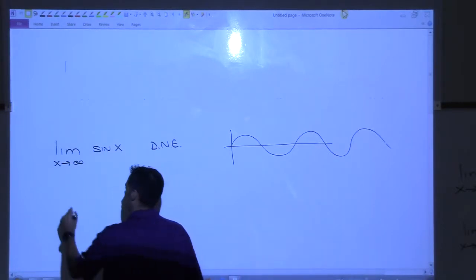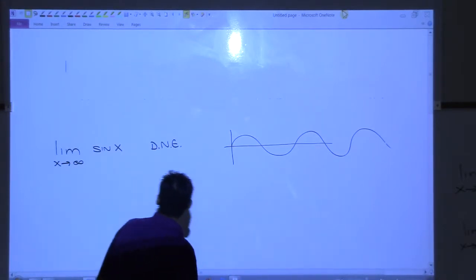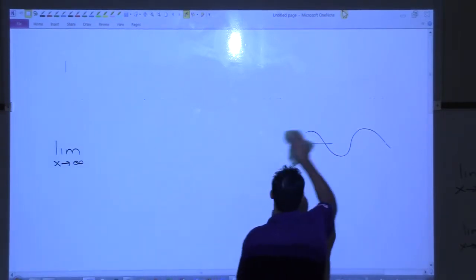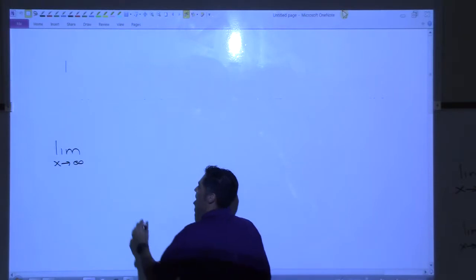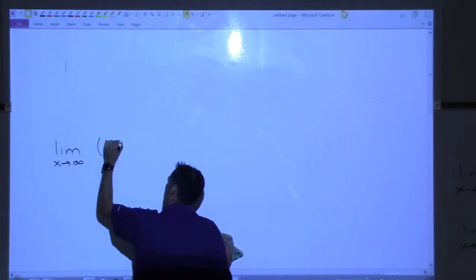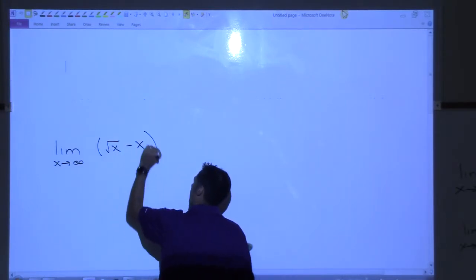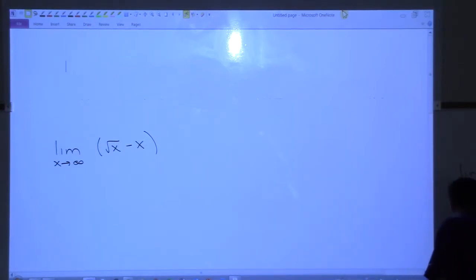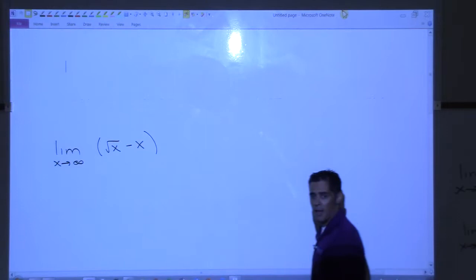What about this one? I really have always liked this sort of problem. The limit as x goes to infinity of square root of x minus x. We'll start out with that one. What does your instinct tell you, Luke? Luke? Where's Luke? Okay. What is your gut telling you on that?